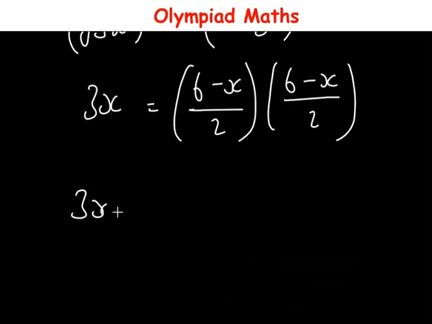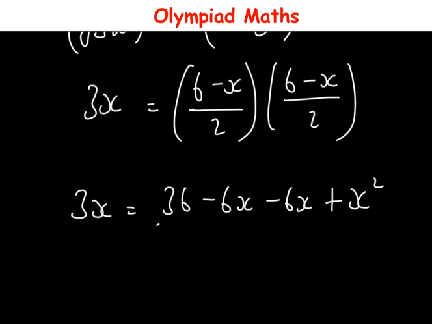We have 3x is equal to 6 times 6 is 36. 6 times minus x is minus 6x. Minus x times 6 is minus 6x. Minus times minus is plus. Then x times x is x squared. Okay, all over 2 times 2 is 4.